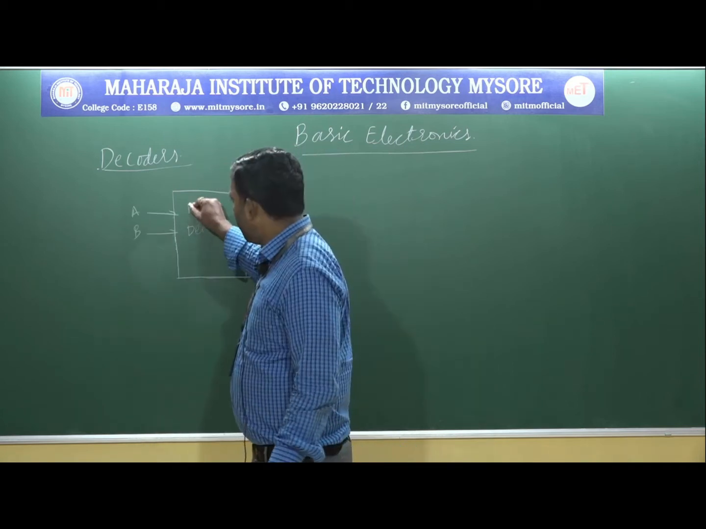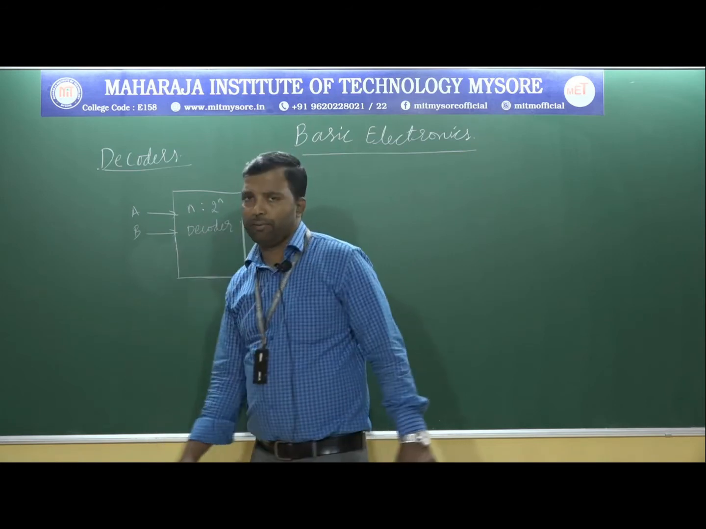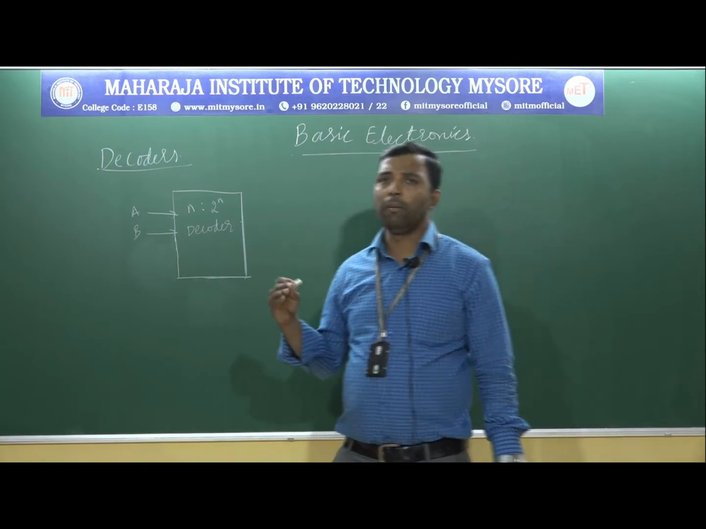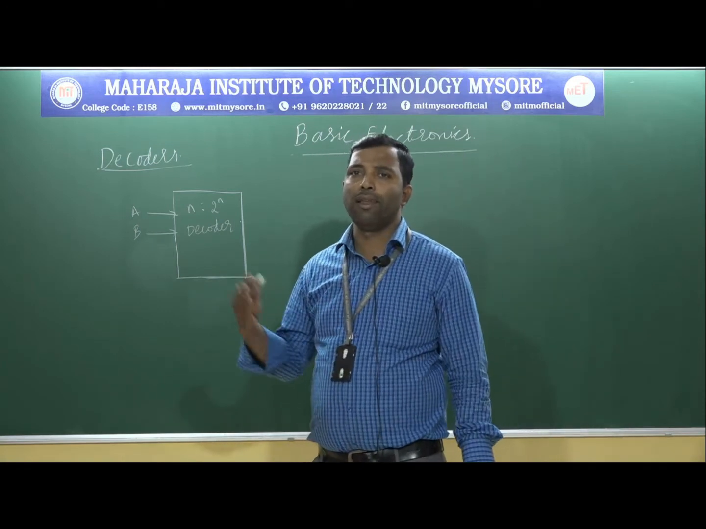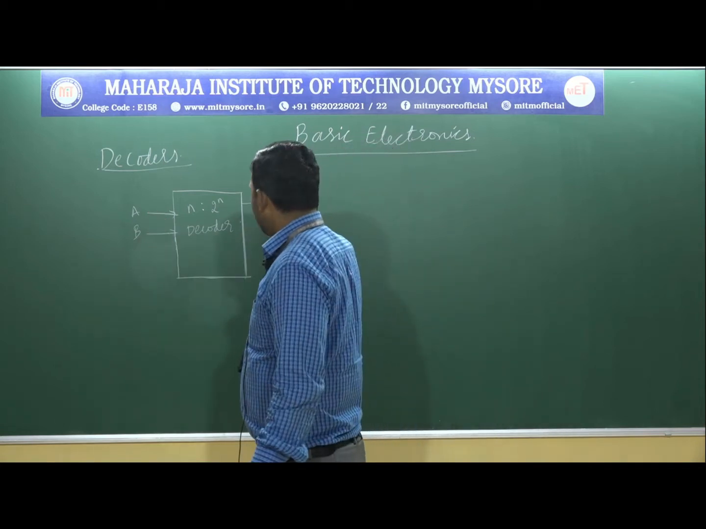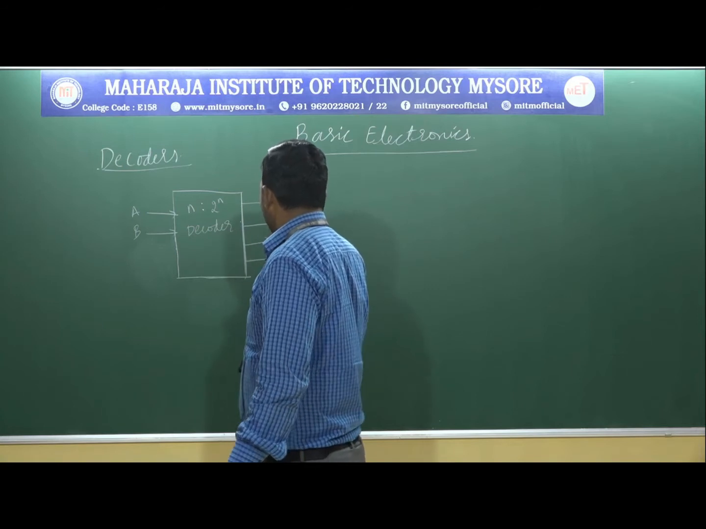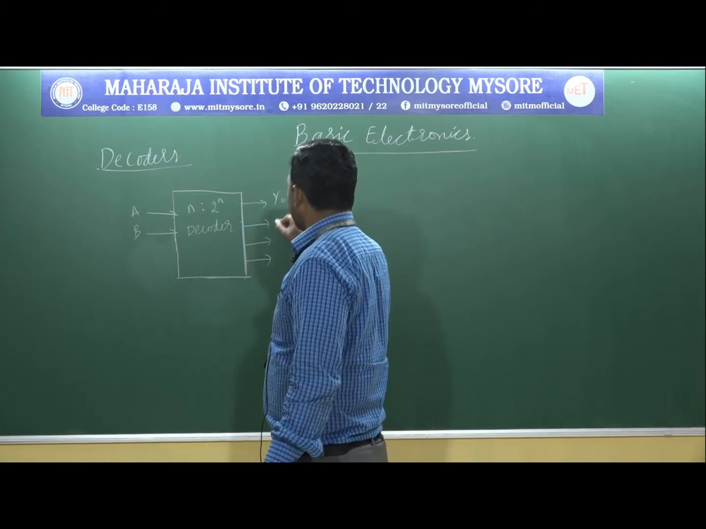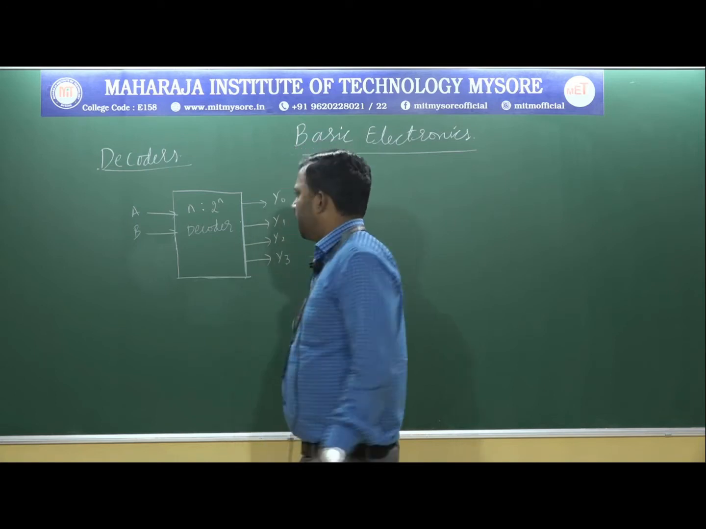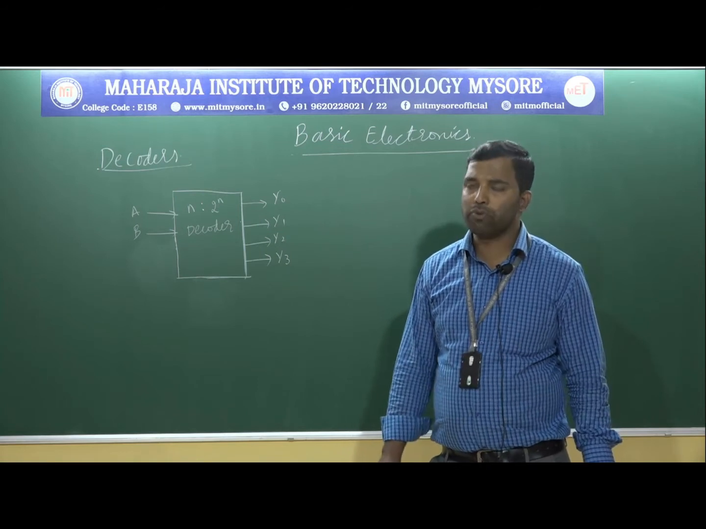Here, if there are n inputs, there are 2 power n outputs. Decoder means there are n inputs and the possible outputs are 2 power n. So I have taken 2 inputs, 2 power 2 means 4 combinations. I will consider the outputs as y0, y1, y2, y3.